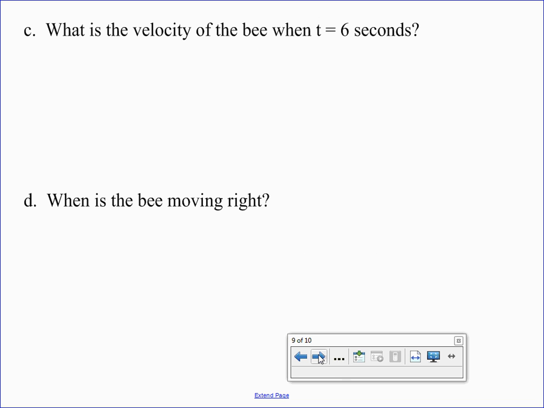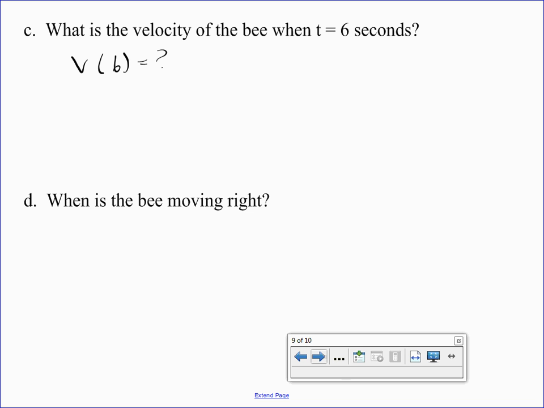Very manageable. We could also do the same thing for part C. We're going to find the speed at 6. Get an answer. But question D is a little bit new, or at least you have to apply what you know.